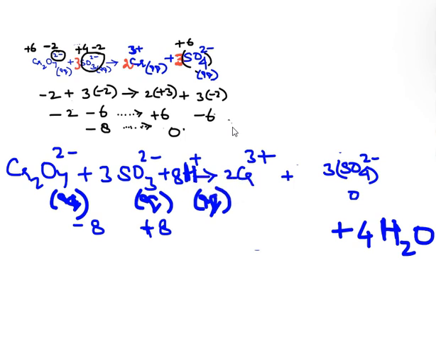You got it now? This is an acidic medium, sir. And this whole thing is in acidic medium. Is it clear? Balancing of redox reactions. Clear? With the help of the oxidation number method. That's the method we are doing right now. Clear?